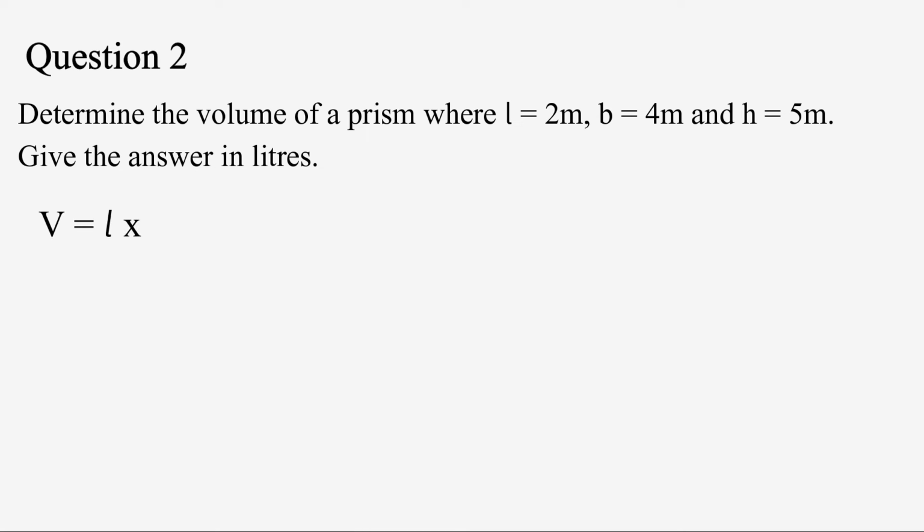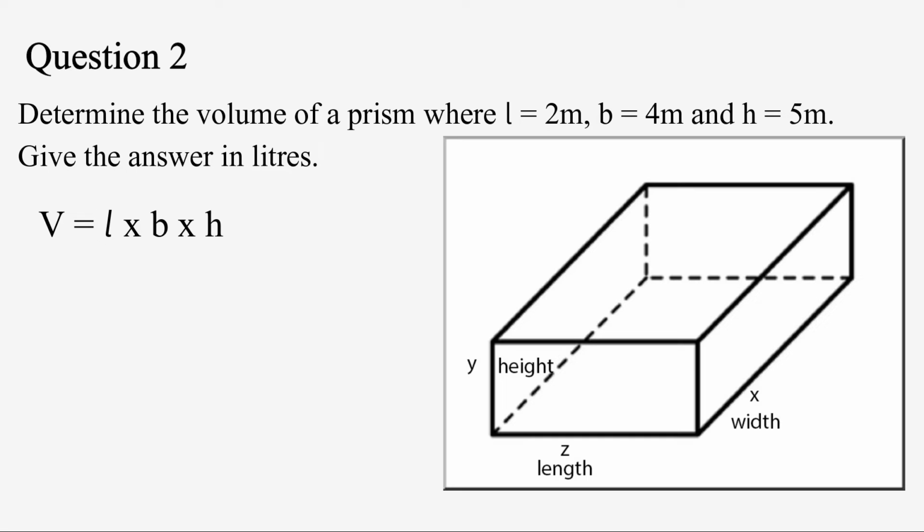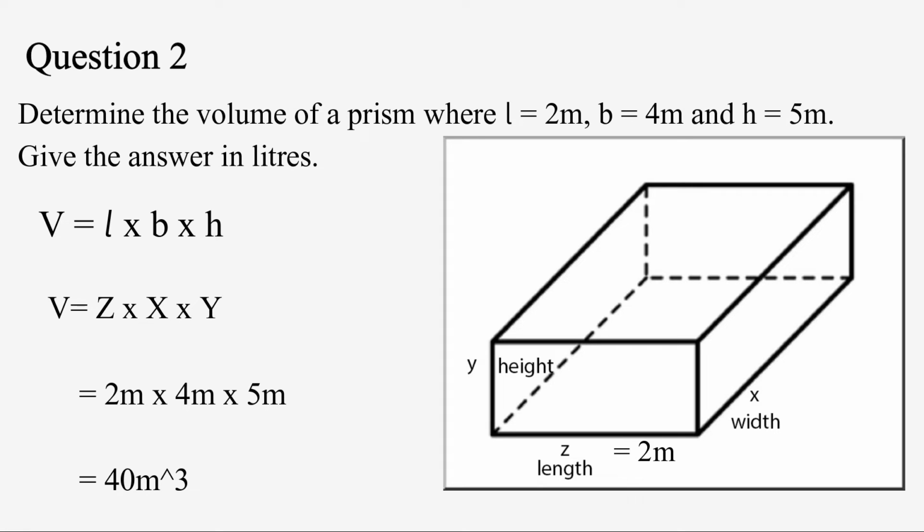So our formula, V equals L times B times H. And using our template as earlier, we're going to replace the letters with the letters we have in our prism, which means that we will have V equals Z times X times Y. Now, X will either be the base or the width. It honestly depends on the examiner and which way they put it. So Z will equal 2 meters, X will equal 4 meters, and Y will equal 5 meters.